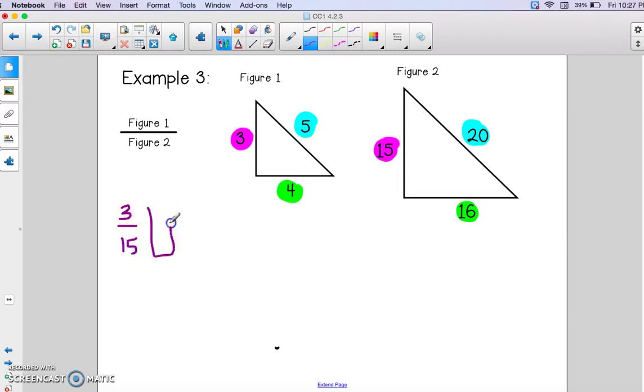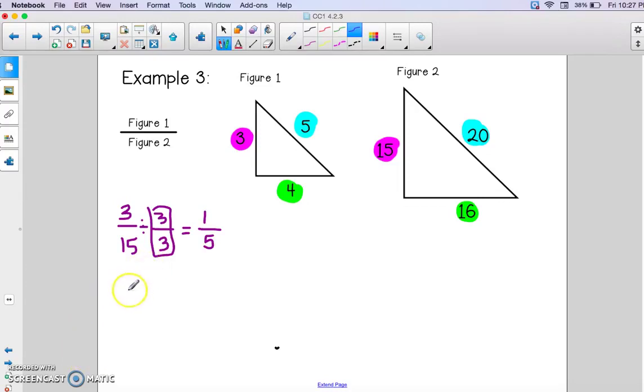All right, using my giant 1 to figure out what number is divisible. That's going to be 3. 3 divided by 3 is 1. 15 divided by 3 is 5.